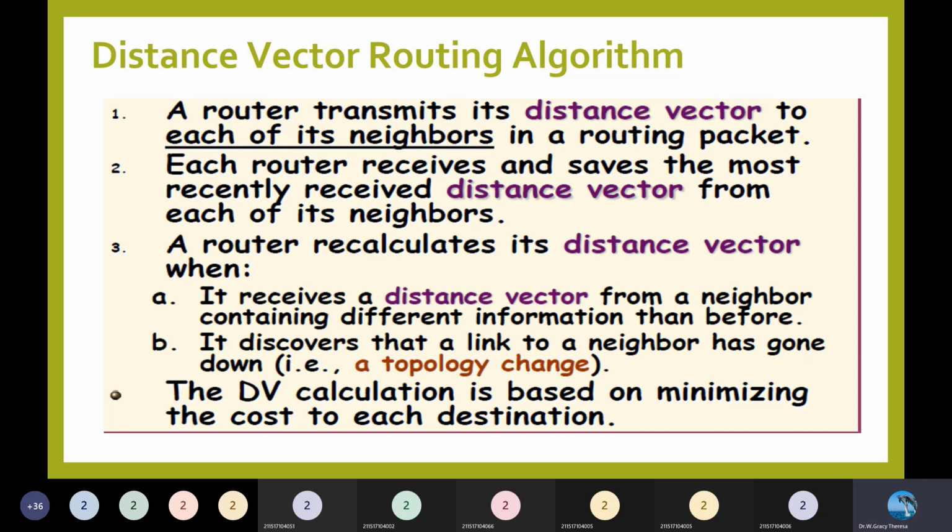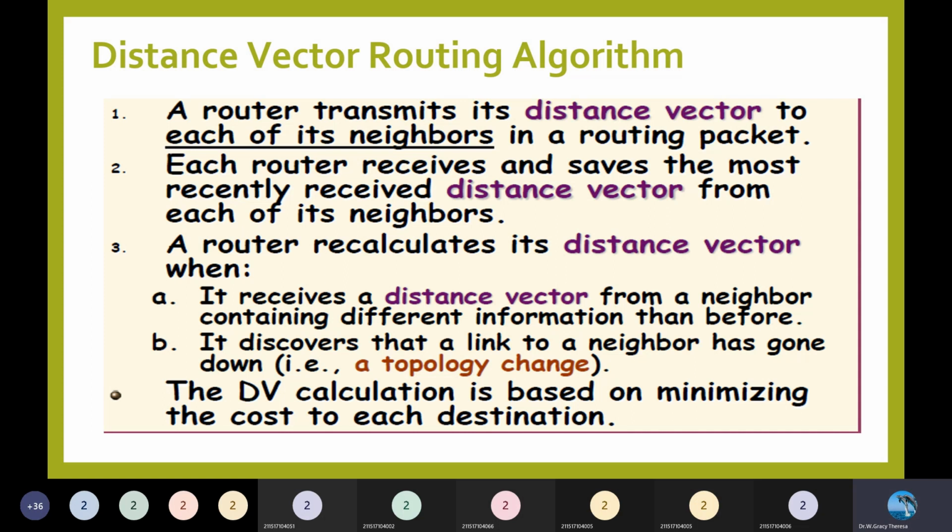As I said, each and every node that receives the information from its neighbor is going to update, and that update is done only for the recent change that has been made, not the old change. The old change is left as it is. If there is a recent change in the table, it will be updated in the distance vector.